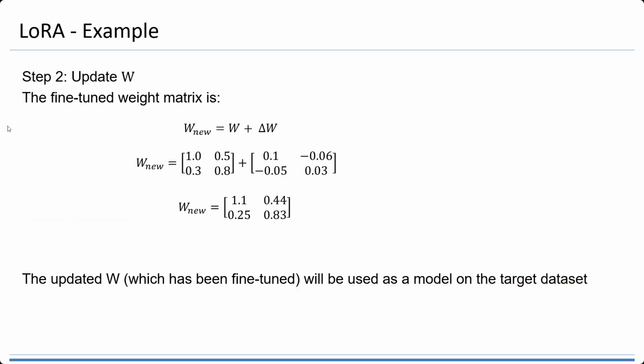Again, if you want to check this model, you can calculate the loss function. The loss function with this model, whether it is already minimized or not. If it is not minimized, then we will update the A and B.